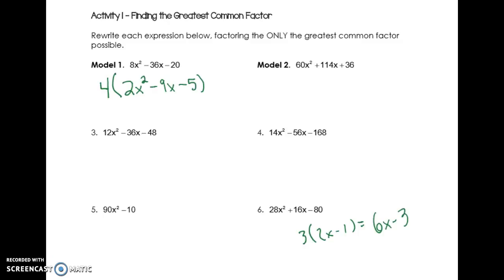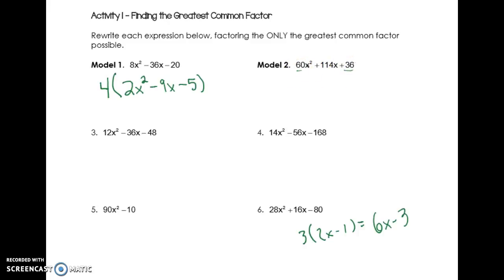We're going to do the same thing on the second problem. We have 60x squared plus 114x plus 36. So my smallest number here is 36, and clearly that's not going to go into all those numbers. It would be lovely if it did, but it's not that easy. So we're going to think of some numbers, really going to key on the first and the last term, the 36 and the 60.